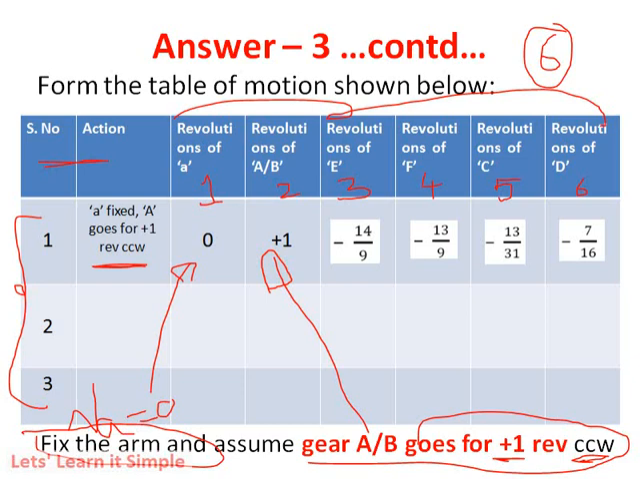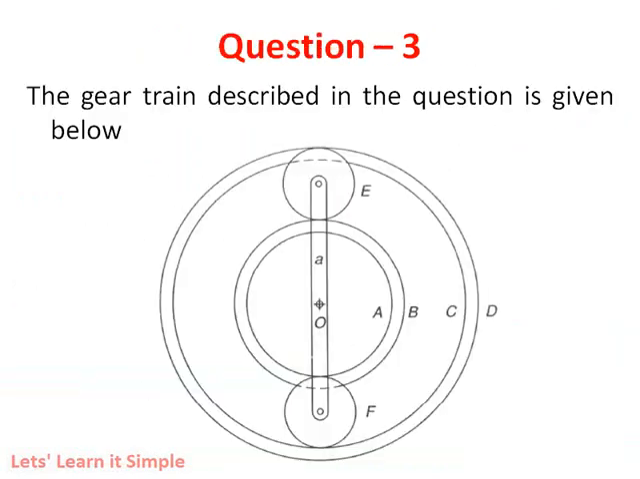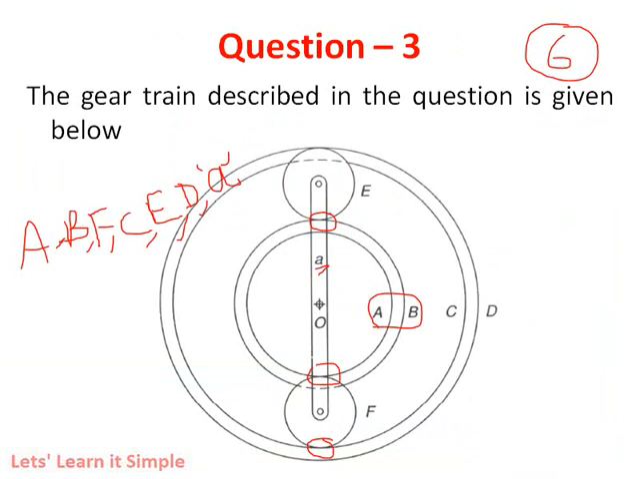Now we need to get the number of teeth of E, F, C and D. For this we need to observe the geometry of the given arrangement, that is the arrangement of the wheels. Now if you observe, gear CD, which is basically an internal wheel, rotates about the common axis O. If we measure from O up to the outer point, this will be taken as the pitch circle radius of gear D.